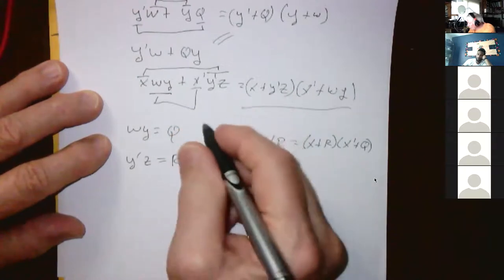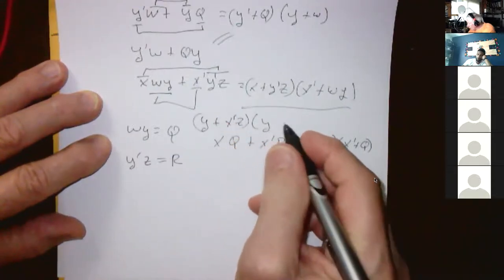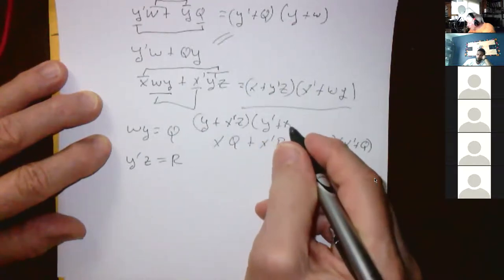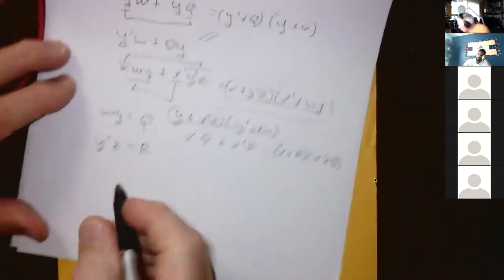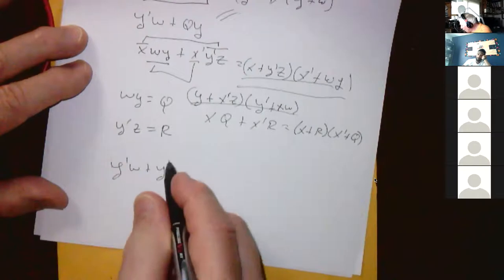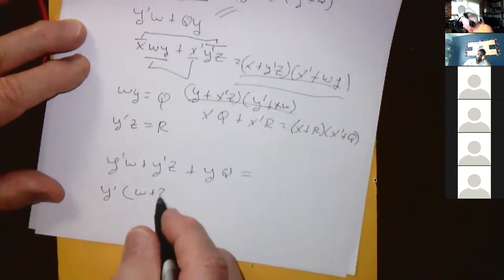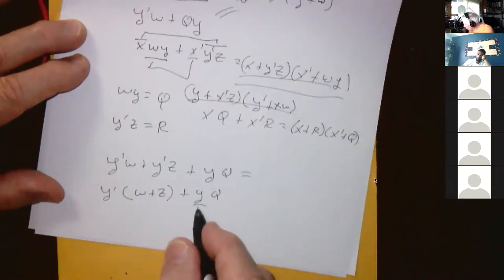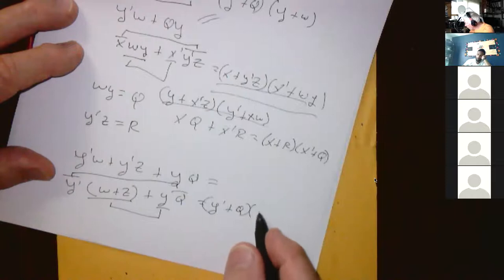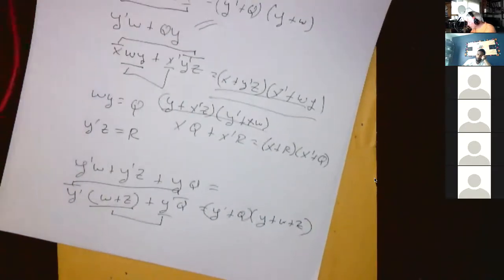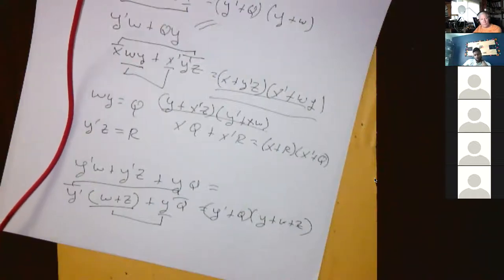This could also be done with the y prime, and you'd have y plus x prime z quantity times y prime plus xw. Either one of these would be okay. And remember, you could also have y prime w plus y prime z plus yq, and you could factor out the y prime, you'd have w plus z plus yq, and then you could do y times this and y prime times that, which would give you y prime plus q quantity times y plus w plus z. Also completely legal.